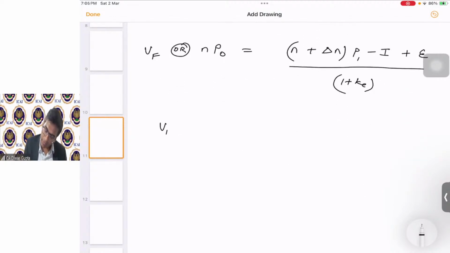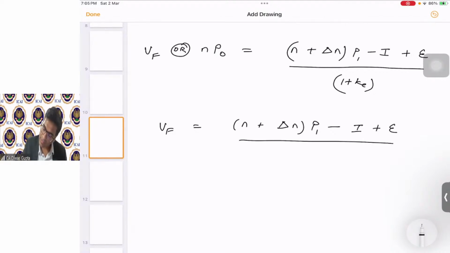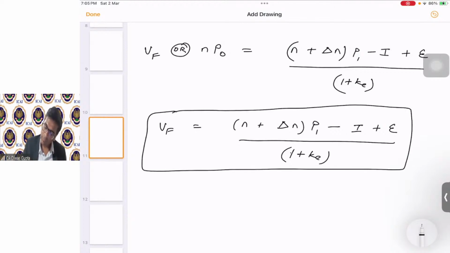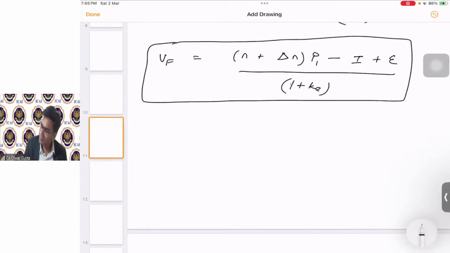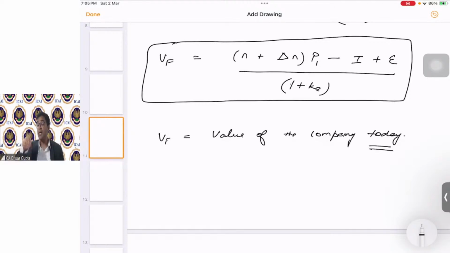So I am rewriting this equation. Value of the firm will be (N plus delta N) times price at the year end, minus investment plus earnings, divided by 1 plus KE. Now here VF is the value of the company today. So this is very important, students. This is the value of the company as on today, because we have divided by 1 plus KE. That means we are calculating the present value.